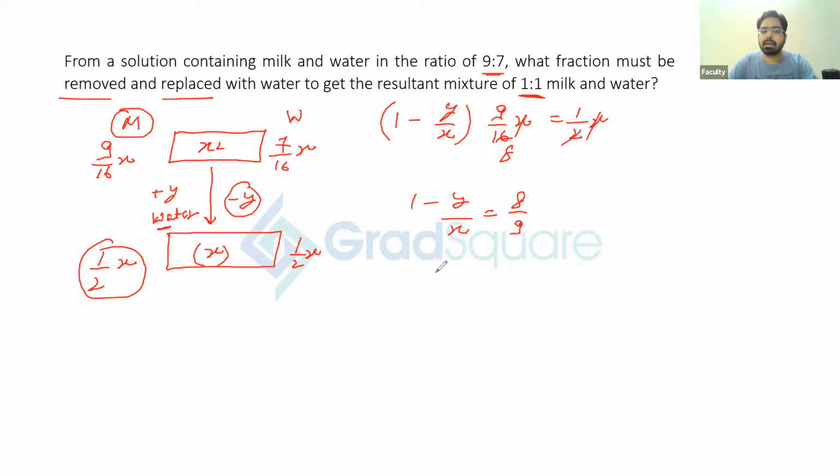So Y by X will be equal to 1/9. So what was the question asking you? What fraction must be removed and replaced? So what fraction am I removing? I'm removing Y part out of a total of X. So Y by X is equal to 1/9. That's going to be the answer for your question.